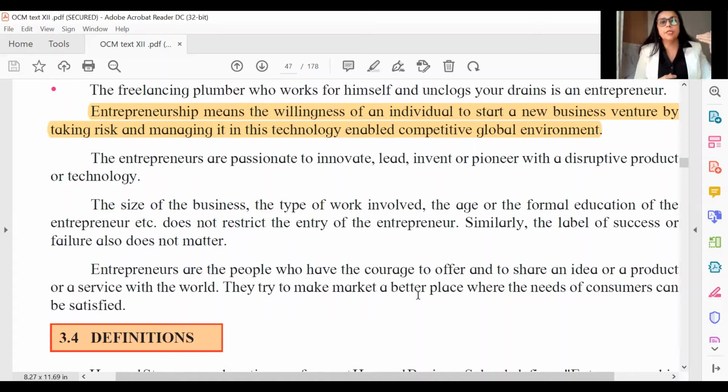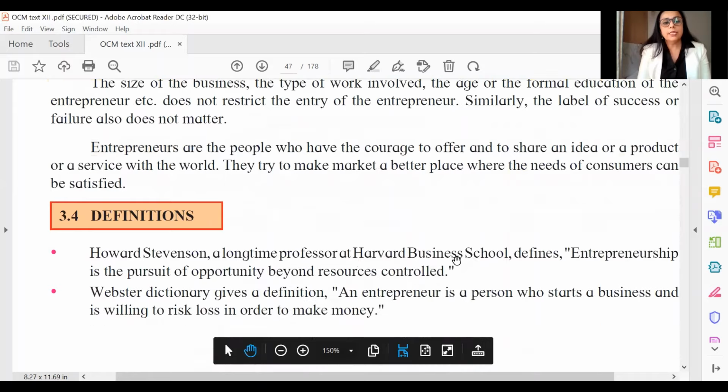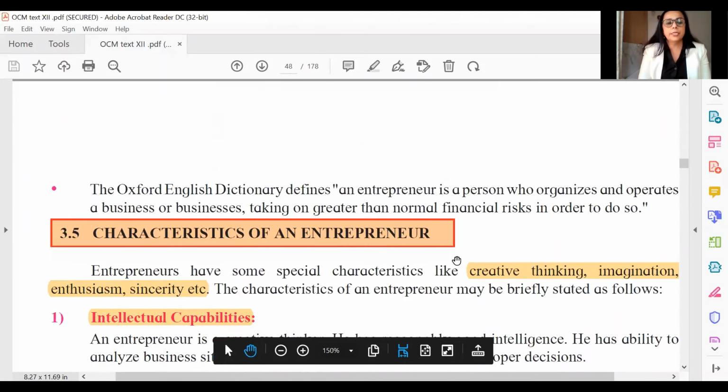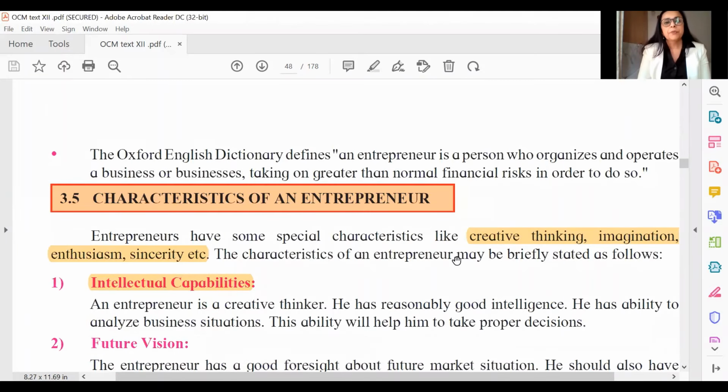So we saw some meaning for entrepreneur, and we saw some meaning for entrepreneurship. Both are slightly different. Please make sure that you understand the difference. Once again, the next part of the highlighted text goes on page number 39.